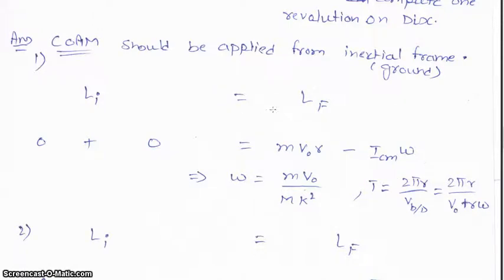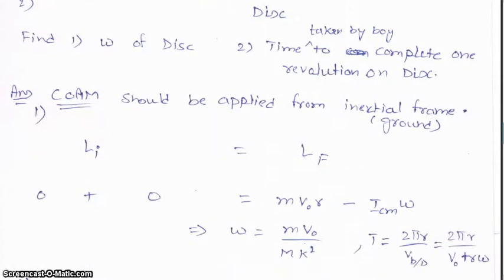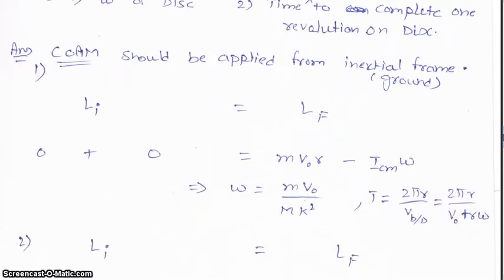So L final is equal to L initial. The initial angular momentum was 0, as both the boy and the disc were at rest. When they start moving, the boy will move in one direction and the disc in the other, so they will have opposite polarities of angular momentum. The boy's angular momentum is m v0 r, where v0 is the velocity of the boy with respect to ground. All velocities should be taken from the inertial or ground frame. The disc's is I_CM omega, where I_CM is the moment of inertia of the disc.